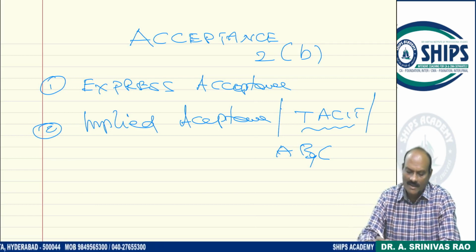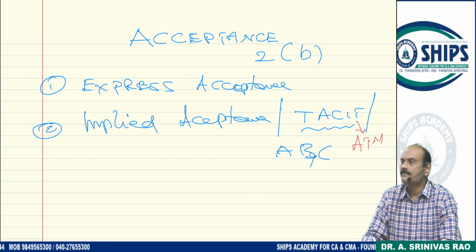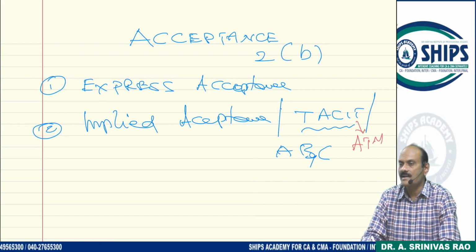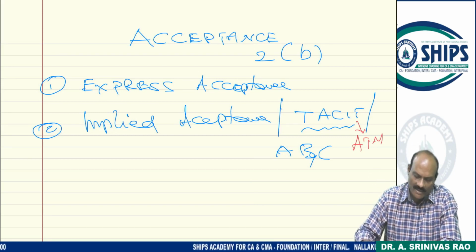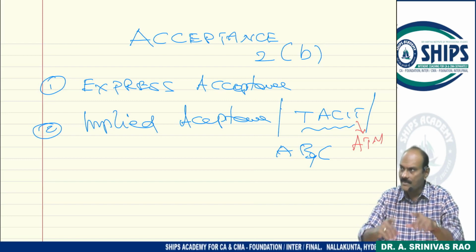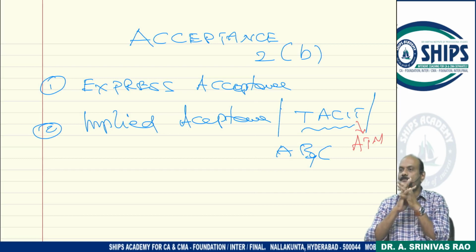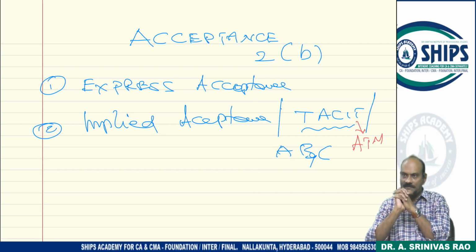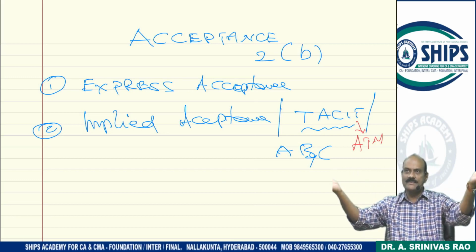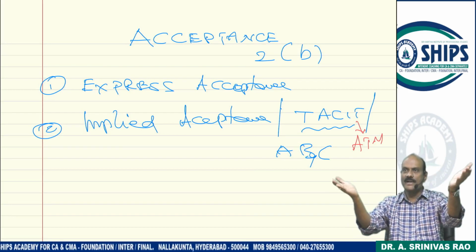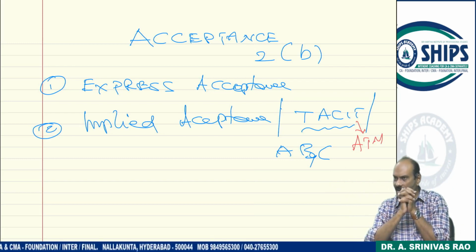When acceptance is inferred from the conduct of a person, tacit. Best example, ATM. In the examination, if the question is given, ATM is tacit. Synonymous words. Did you operate an ATM anytime? All of you know? Very good. Next time, do one thing. Go before the ATM. Stand. 20,000, please. Ask like this. Will it give money?